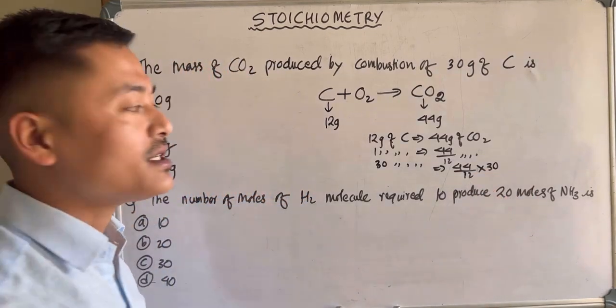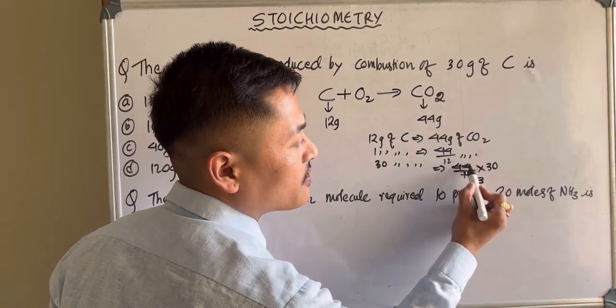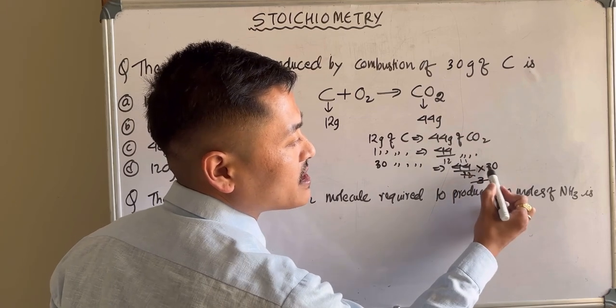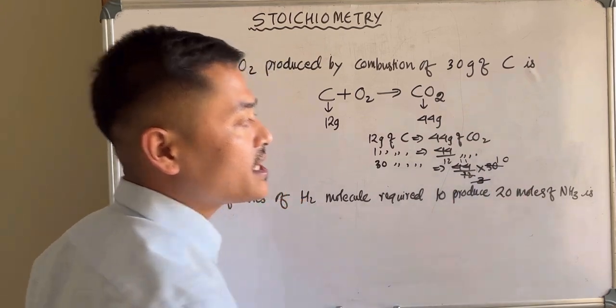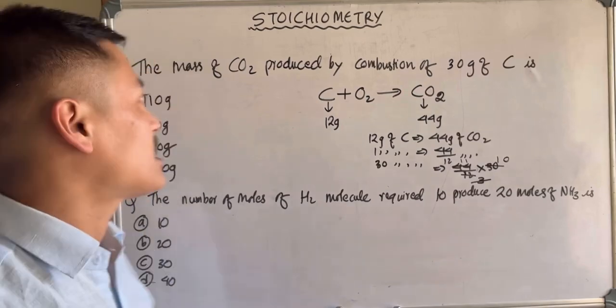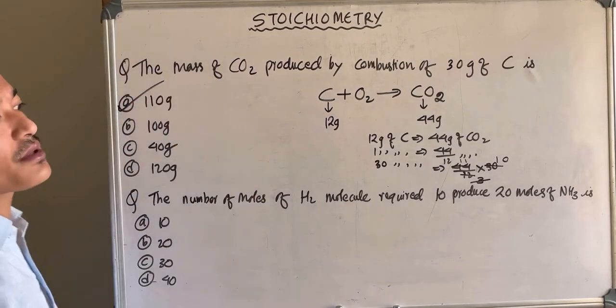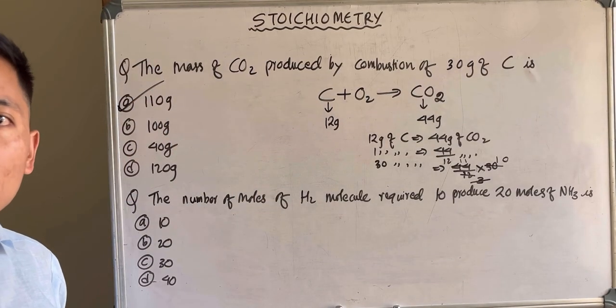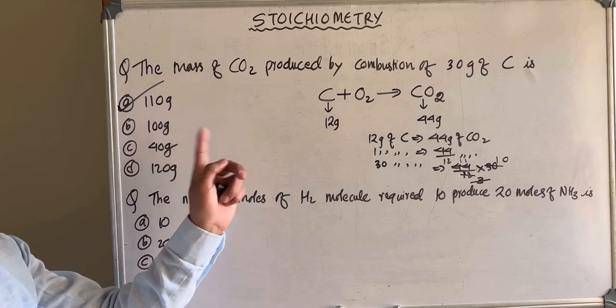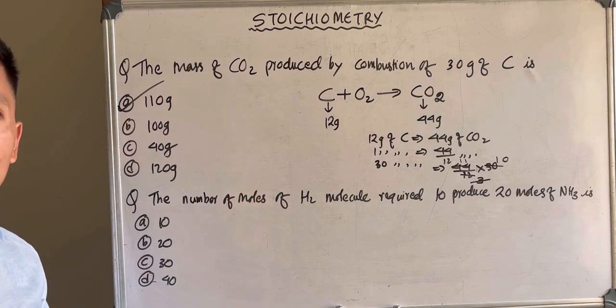Now you must cancel it. 4 3s are 12, 4 1s are 4, 3 1s are 3, 3 10s are 30. That is why 11 into 10, that will be 110. That is why it is option number A. So this is how you must solve the mass-mass relationship question.